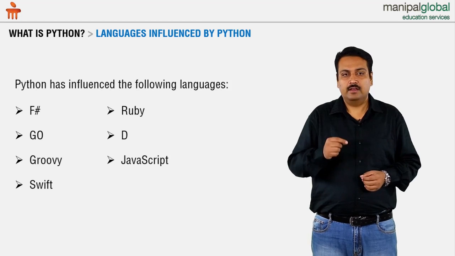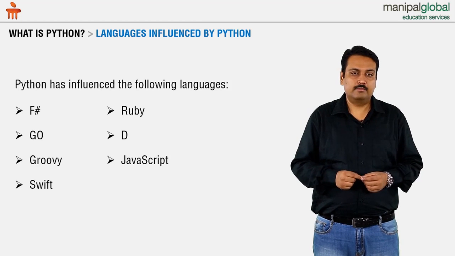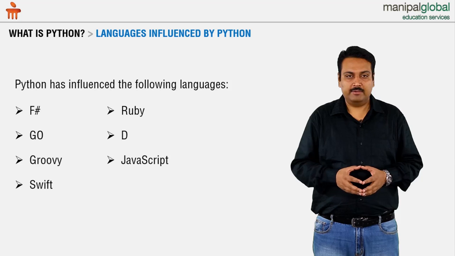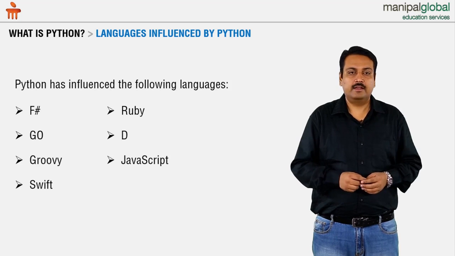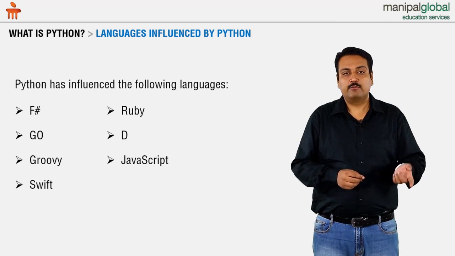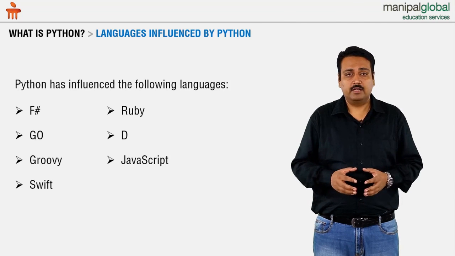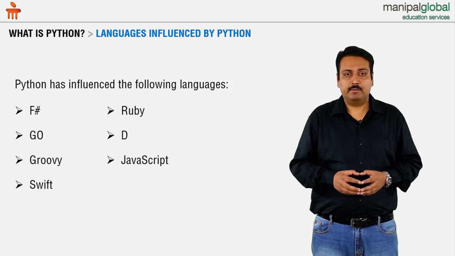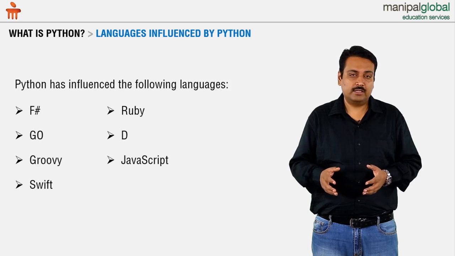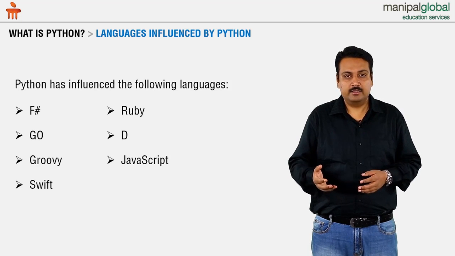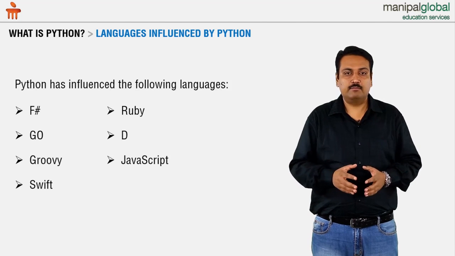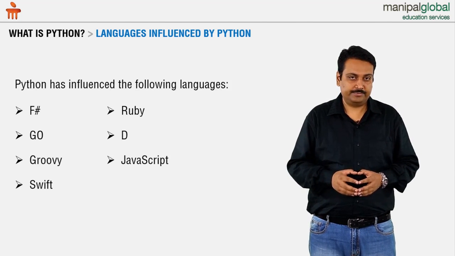Swift is one of the latest languages that have come in the domain of programming languages, and using Swift we can develop applications for the Mac operating system. JavaScript is one of the premier languages today to develop applications to run on browsers as well as on the server side. So Python had a considerable impact on JavaScript.